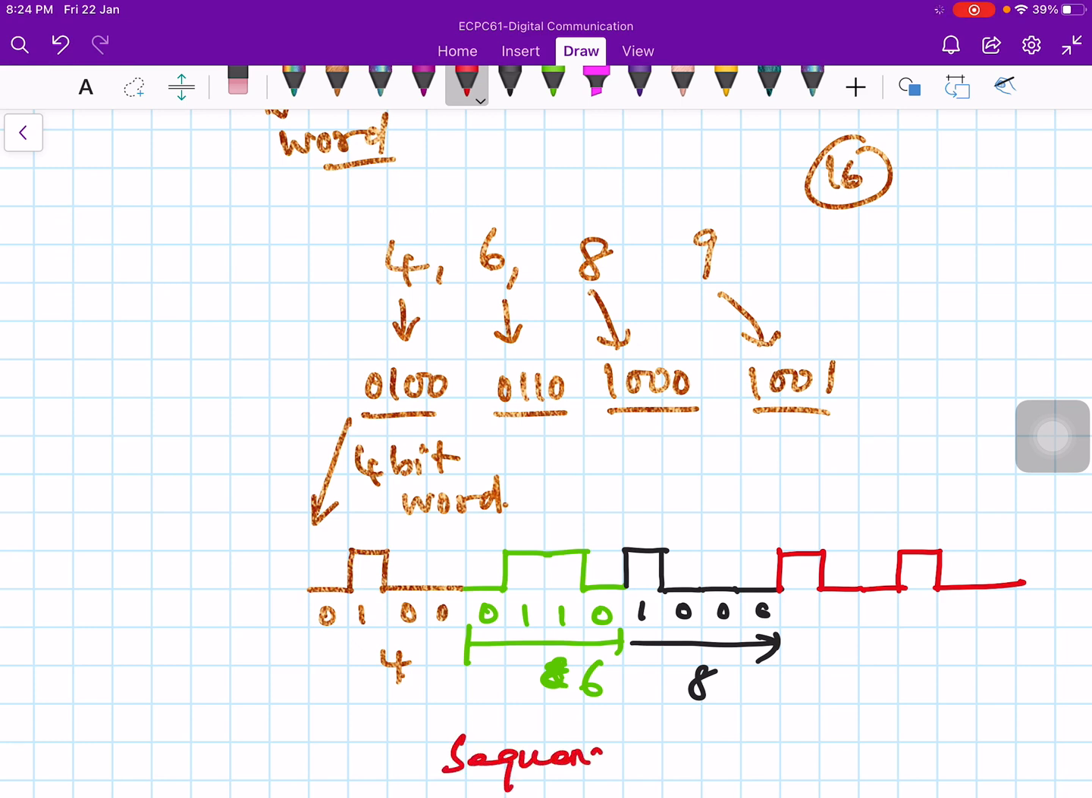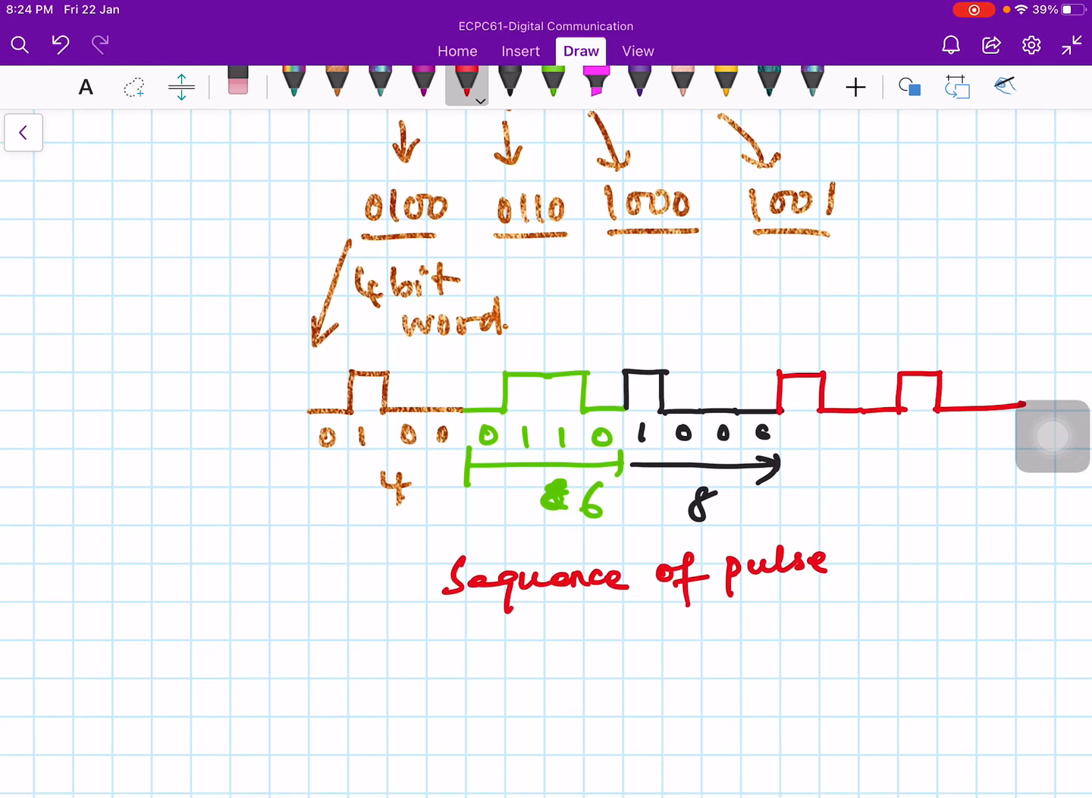So finally the output of my PCM is a sequence of pulses that we are going to transmit. Now the number of bits that you will require for representation will depend on how many levels of quantization I have. If I have 16 levels of quantization, I need 4 bits. If I have 32 levels, then I need 5 bits, and so on and so forth. So here we assumed that we have only 16 levels of quantization, then each sample would require 4 bits for representation.